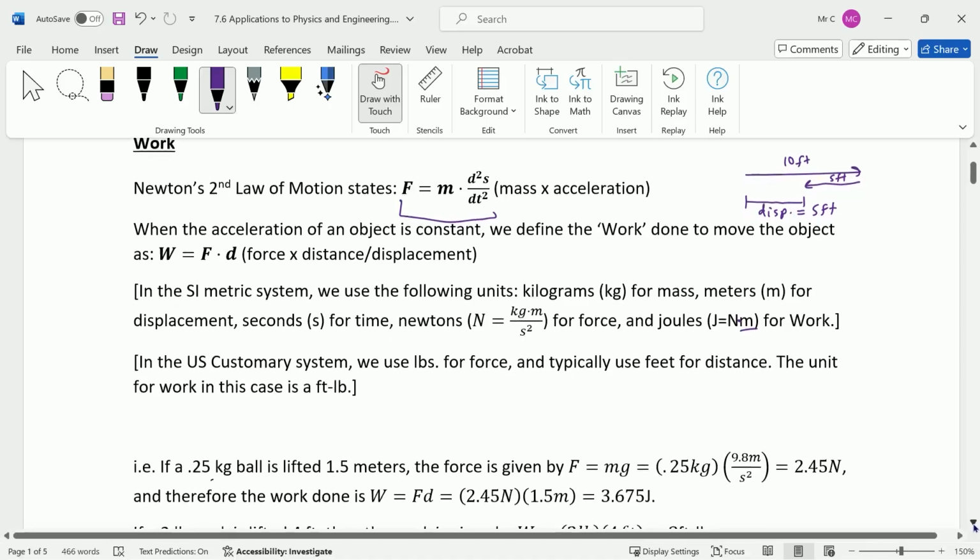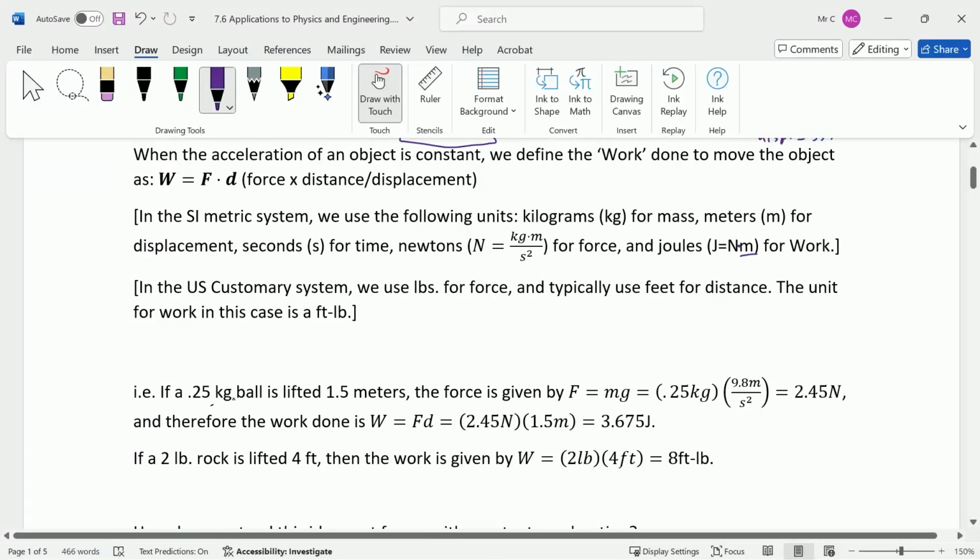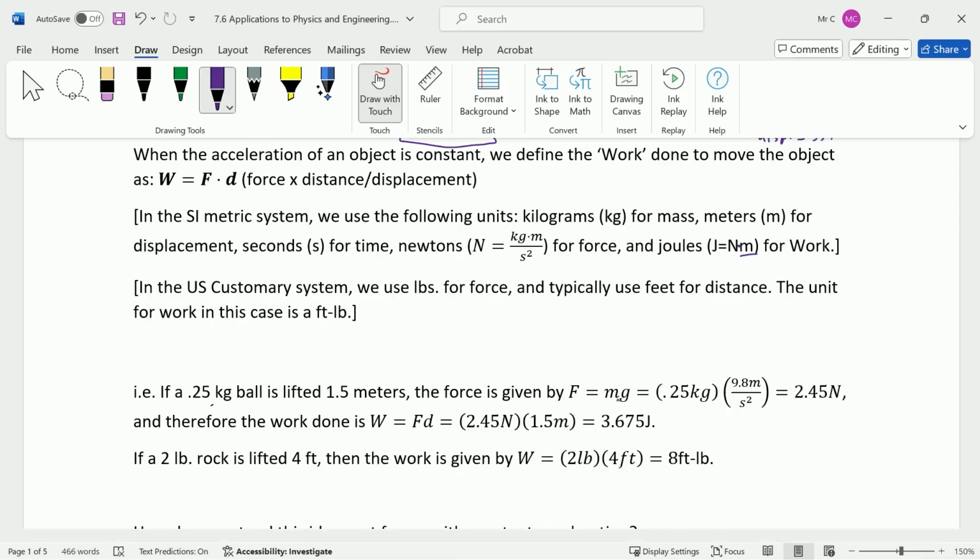Okay, so an example: if a 0.25 kilogram ball is lifted 1.5 meters, the force is given by F equals mass times the acceleration of gravity. That's 0.25 kilograms times 9.8 meters per second squared. So the force is 2.45 newtons, but the work done is the 2.45 newtons times the 1.5 meters traveled, which is 3.675 joules. On the other hand, if a 2-pound rock is lifted 4 feet, then work is the 2 pounds, the measure of force, times the 4 feet. So you'd get 8 foot-pounds.